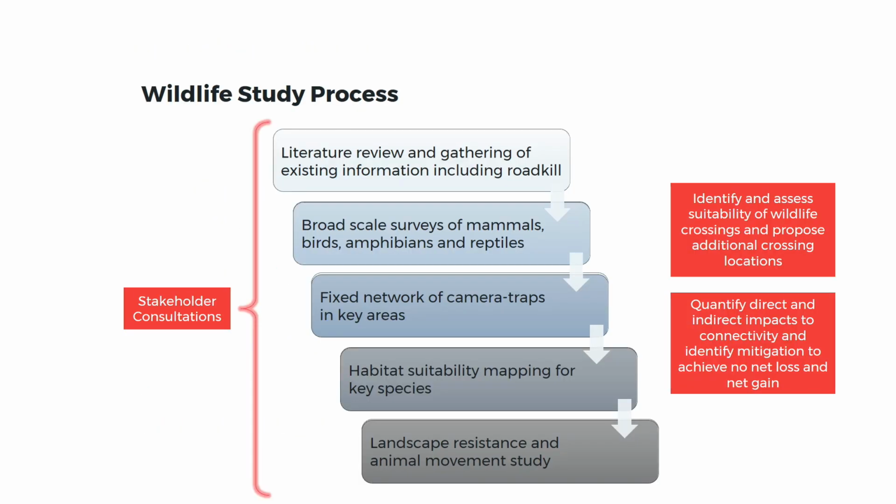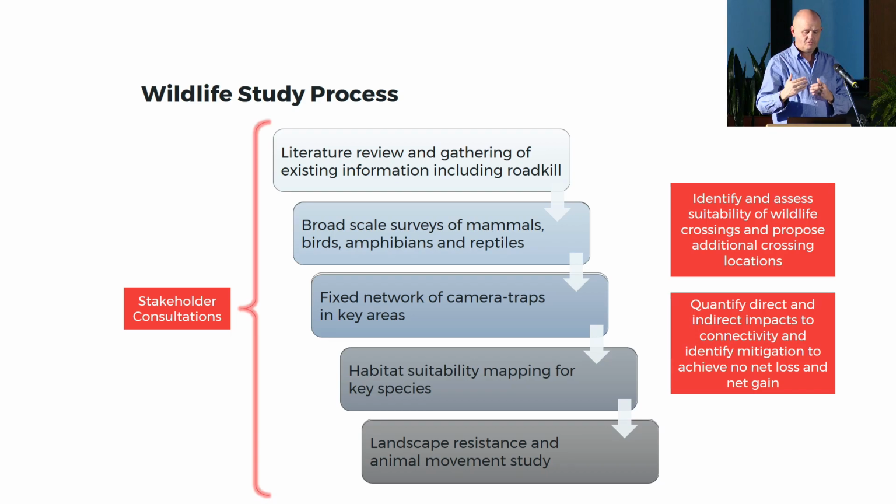The process for the connectivity modelling: we did a literature review, we spoke to locals and stakeholders. We tried to find roadkill information. There wasn't a lot out there, and it was not very specific. They said, yes, we see species X, Y, and Z getting killed. We don't know how often. We don't actually know where that was happening.